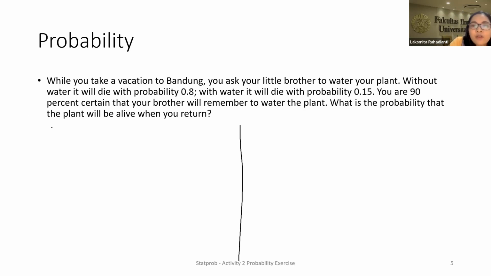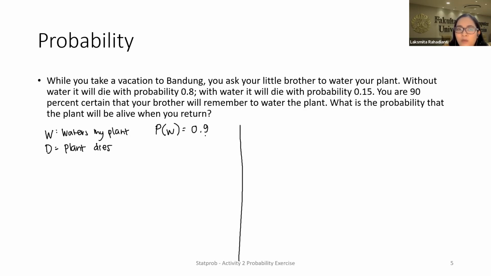So first of all, don't forget that you always have to declare what your letters mean, right? So I'm going to use the letter W, my brother waters my plant. And I'm going to use D as my plant dies. So using these two letters, we can now write down what information we know. So we have, what's the probability that my brother will actually water my plant? I'm 90% certain. So the probability would be 0.9.